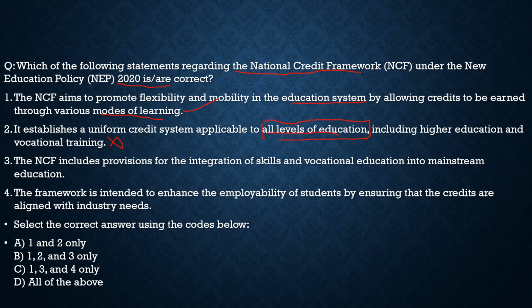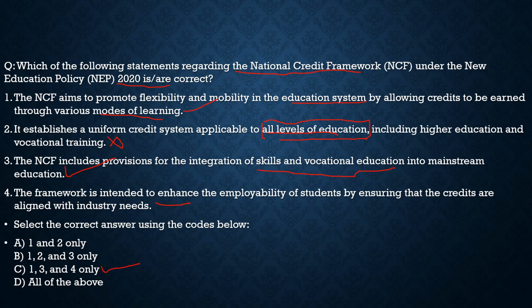Coming to the third statement, it says the NCF includes provisions for the integration of skills and vocational education into mainstream education. 100% this national credit framework includes provisions for the integration of skills and vocational education into mainstream education, so this statement is also correct. Coming to statement 4, the framework is intended to enhance the employability of students by ensuring that the credits are aligned with industry needs, 100% correct. So with respect to this question, the correct statements are statement 1, statement 3 and statement 4, and here the correct option is option C.